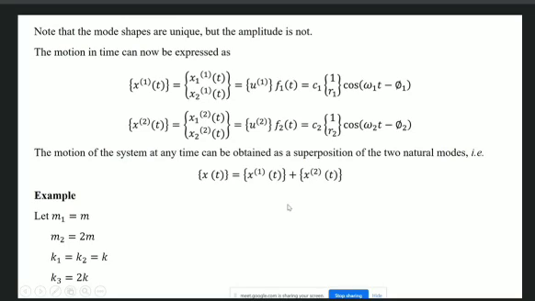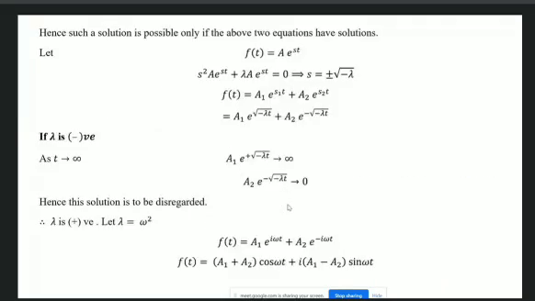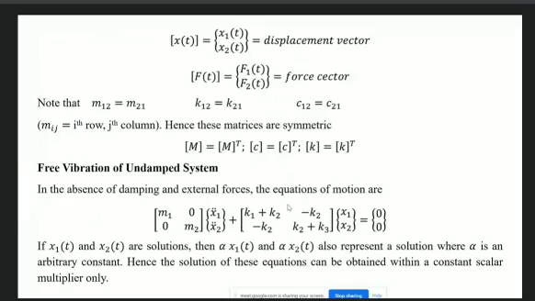So now you take up a problem. Say initially our problem was, you see, [m1 0; 0 m2] and [k1 plus k2, minus k2; minus k2, k2 plus k3] times [x1; x2] equal to [0; 0]. So this was the undamped free vibration equations for the system.